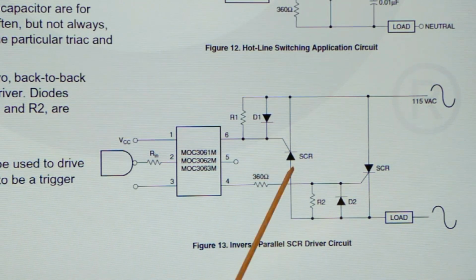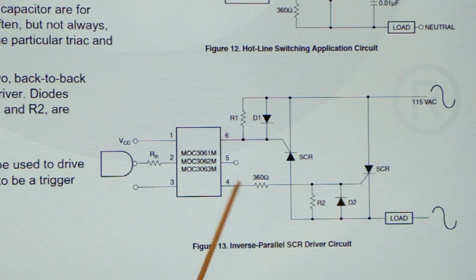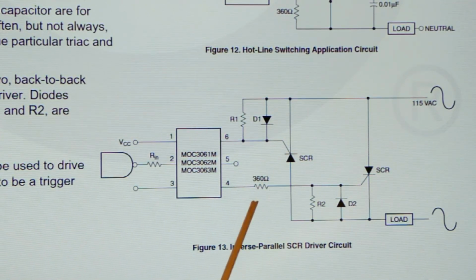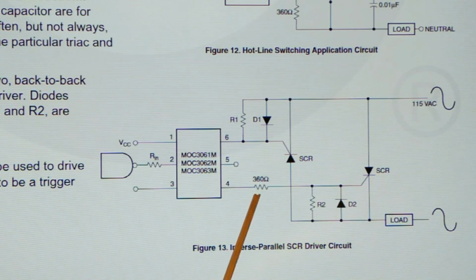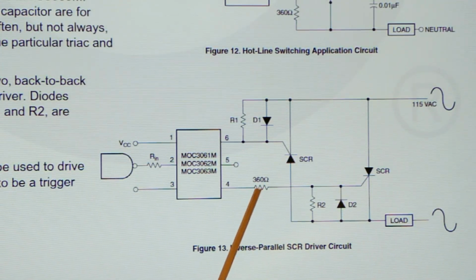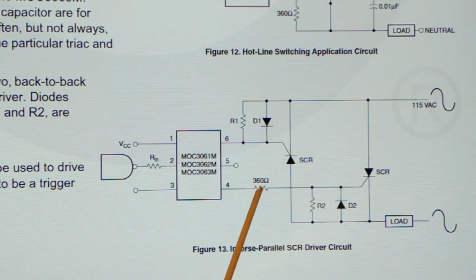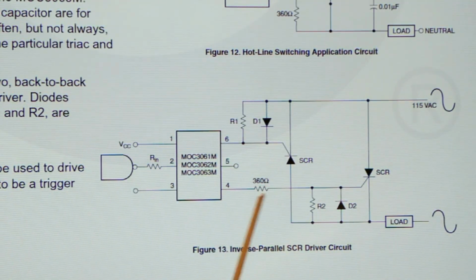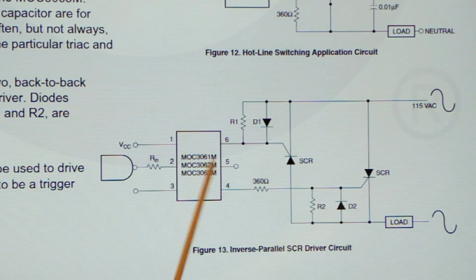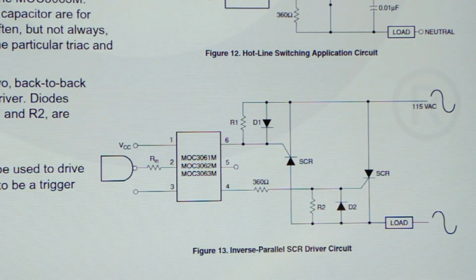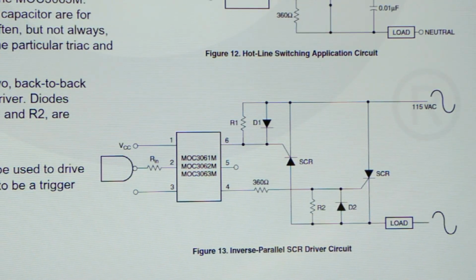I cannot fit this 360 ohm resistor, I have to take it away. And what I'm going to do here, instead of that being on the circuit board, I'm going to put a 0.1 ohm fusible resistor. So if something ever happens here, it's like I've got a fuse there, going through the MOC 3063M.